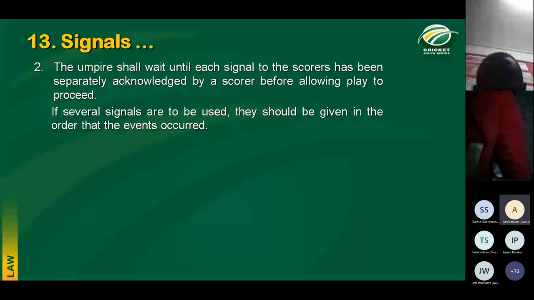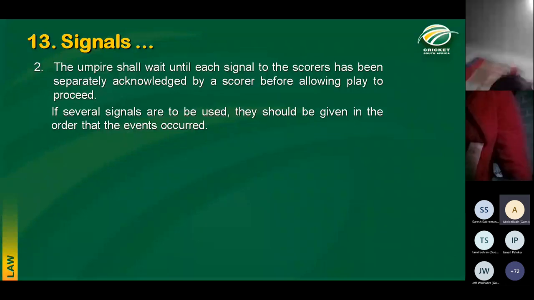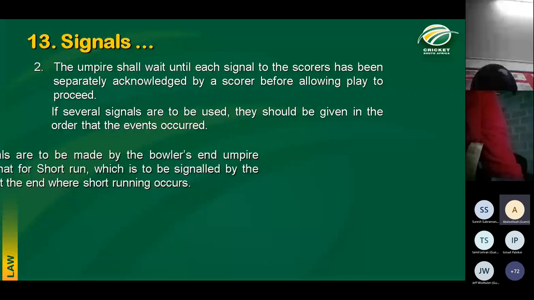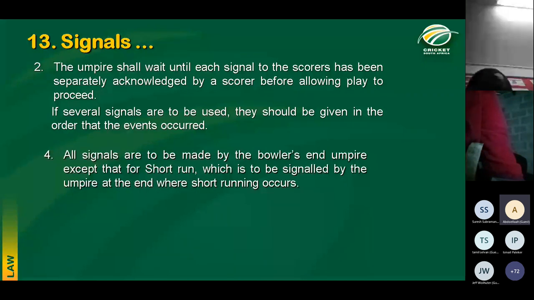So in our example, the no ball happened first. So you first signal the no ball. The scorers need to acknowledge your no ball signal. Then you're going to signal leg bye. The scorers then need to acknowledge the leg bye signal. And then lastly, you need to signal boundary four, and the scorers need to acknowledge the boundary four signal.